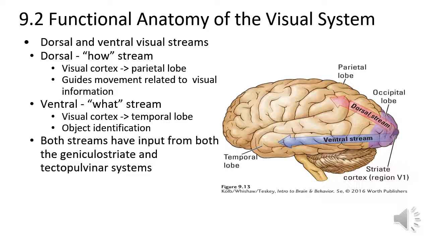Both of these streams have input from both the geniculostriate and the tectopulvinar system, and I know that's a little bit complicated, but just know that both of these systems have information from those two. Both of these streams have information from both of those systems.